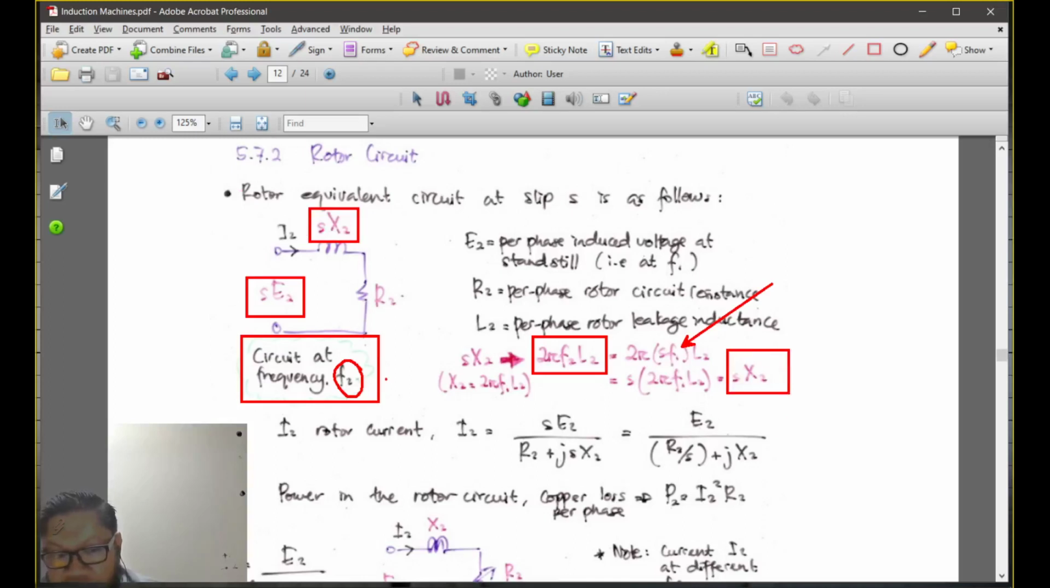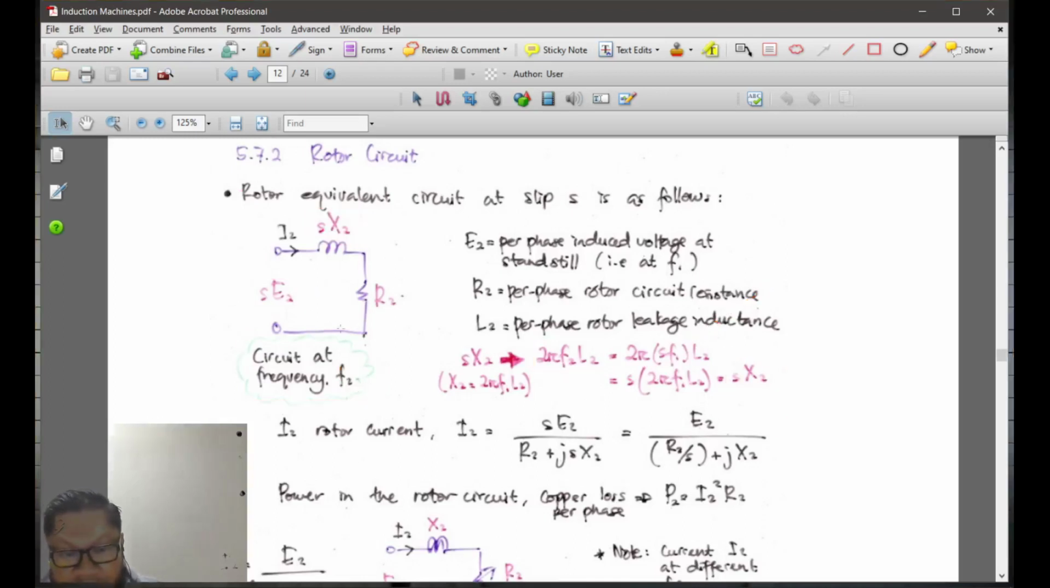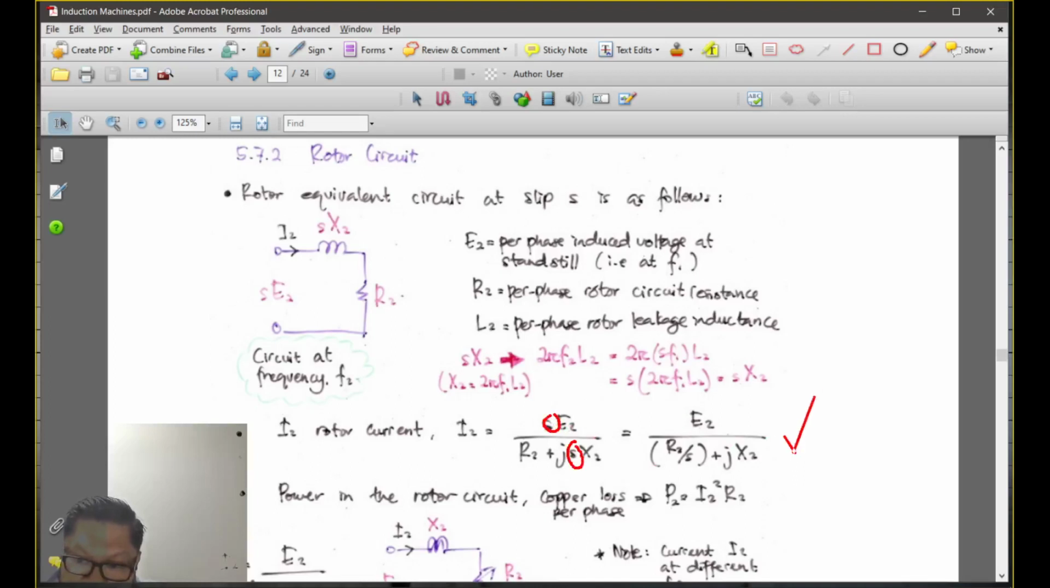Okay, as X2. So the circuit here works at F2 frequency, and when you manipulate the circuit, you have I2 equals to S E2 over R2 plus jS X2. So if we try to rearrange, and we remove S in front of E2 and X2, this is what we obtain.